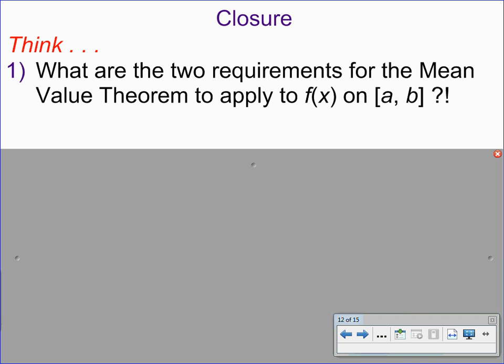Thank you, Brandon. Okay, so what are my 2 requirements in order for the mean value theorem to apply on an interval? Tess? That it's continuous on a closed interval and differentiable. Absolutely. Our function f has to be continuous on my closed interval a to b. And we've got to be differentiable on the open interval a to b.